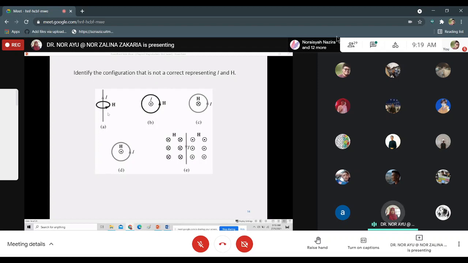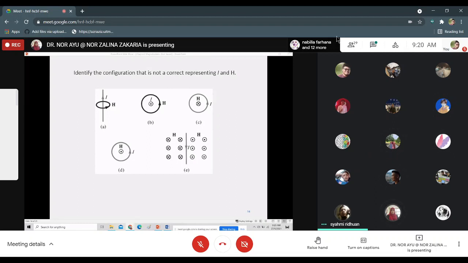Alright, so this one, identify the configuration that is not a correct representing I and H. Okay, for A, is it betul ataupun salah? Betul. When your I is pointing upwards, your direction of H will be counterclockwise. So betul, right? Okay, B, is it betul atau salah? Salah.